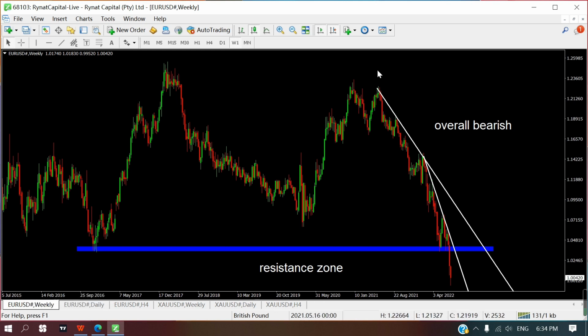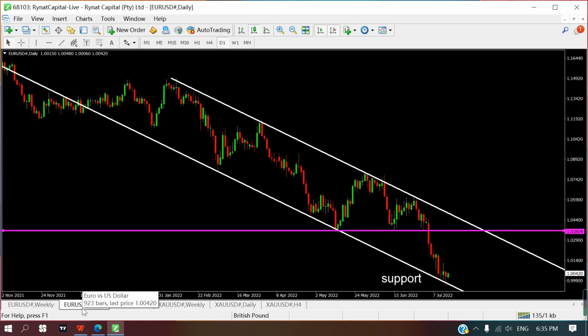Then we could see the price is now overall in a bearish market and it just broke downward the previous low, which is now a resistance zone. So in this case, we could say the price is still dropping. We could check the lower time frame to see if there's any opportunity for us to short trade. So we go to the EURUSD daily chart.